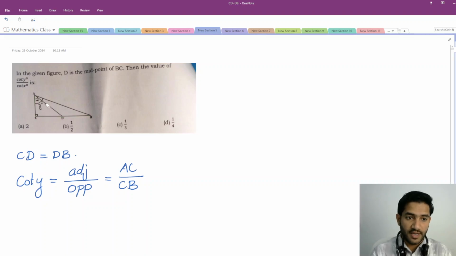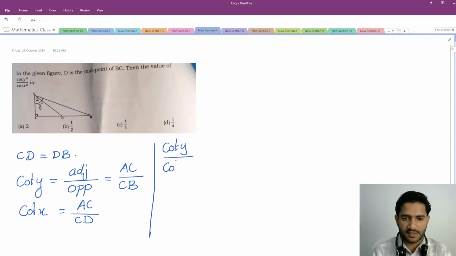Now look at here, cot X, the angle X. In the angle X, cot X, the same method, adjacent by opposite. Adjacent is AC, opposite is CD. Now here's the question: cot Y by cot X. Cot Y means AC by CB, divided by cot X means again AC by CD.